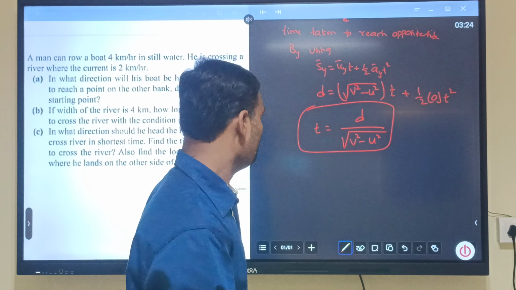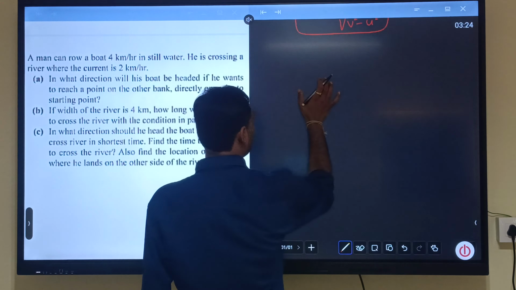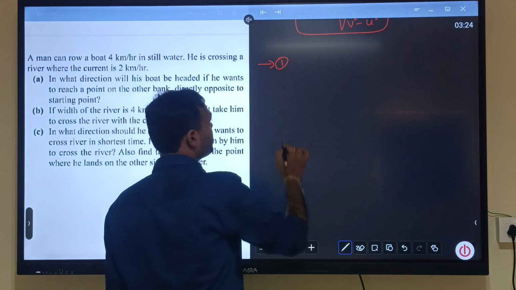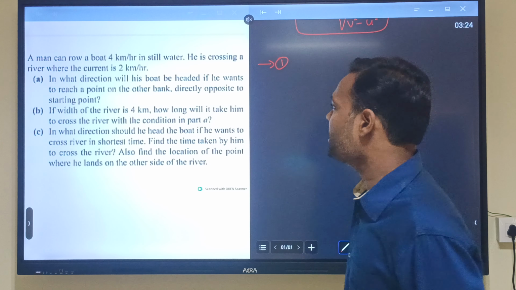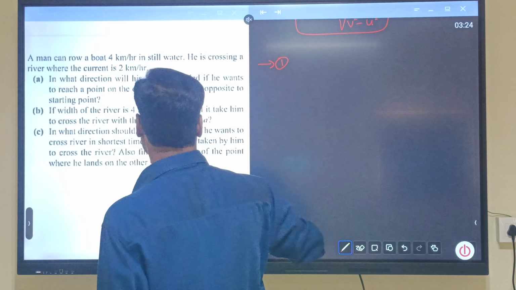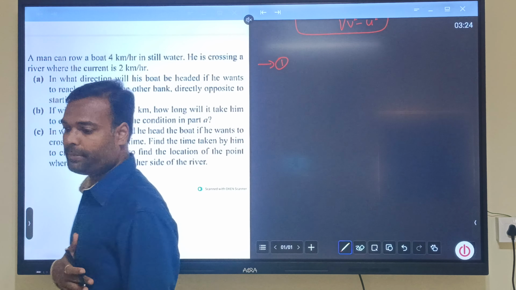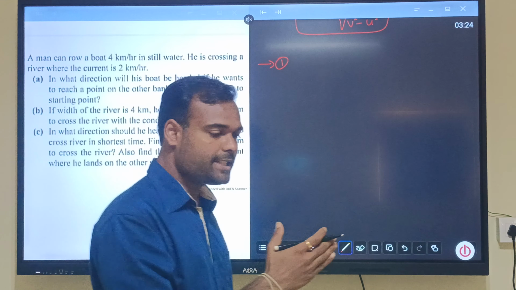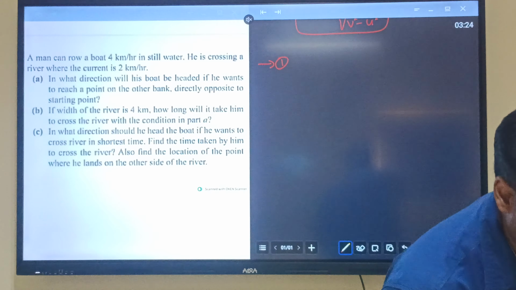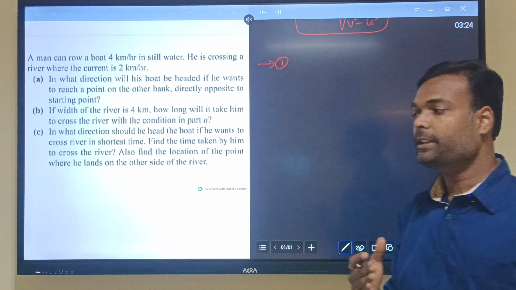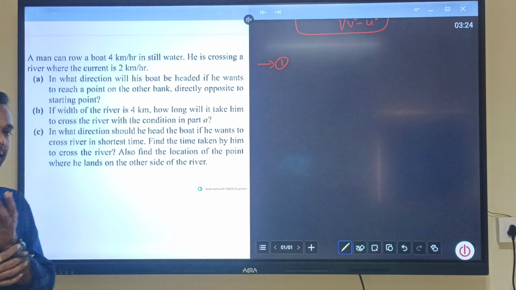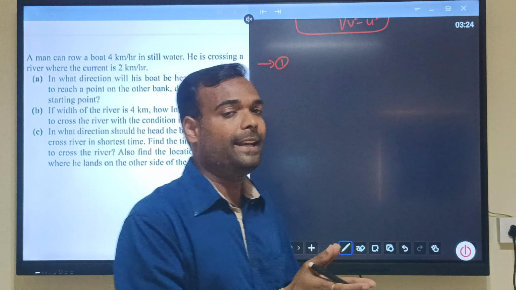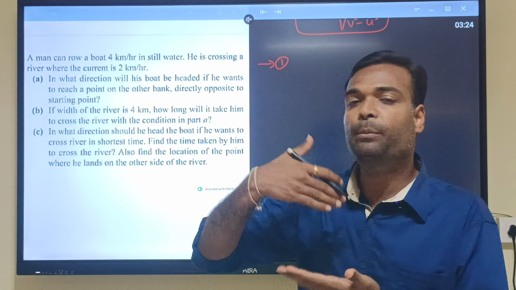Clear? Now we are going to solve some critical questions over this concept. Number one question is, a man can row a boat. And understand one most important point here: you are very much strong in understanding the concept. Even if they are representing the word boat, you can consider it as a man. He is swimming in the river.